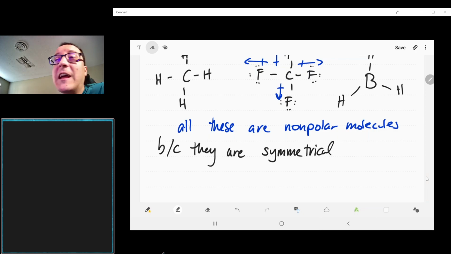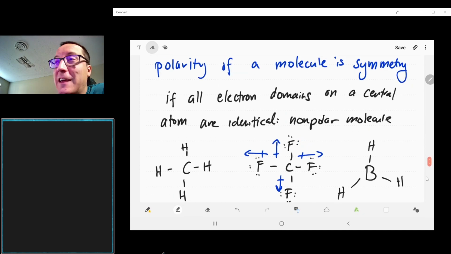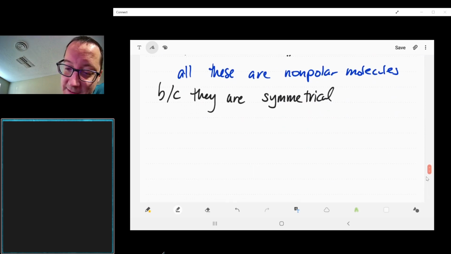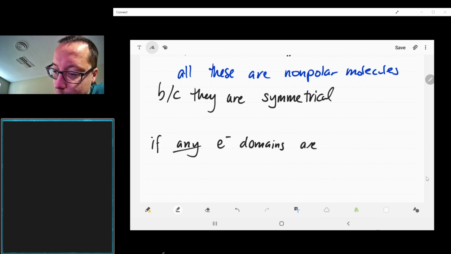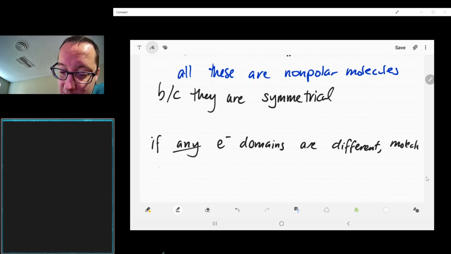So to identify if a molecule is polar or not, this is what you have to look at. If everything is the same, then it's non-polar. If anything is different, it's polar. Easy. So let me write that down. So if any electron domains are different, the molecule is going to be polar overall.